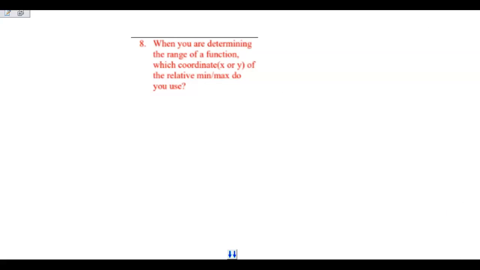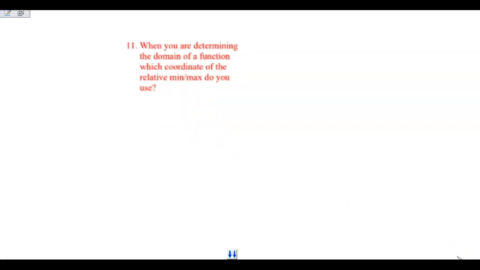Here's a question for you. When you are determining the range of a function, which coordinate, x or y, of the relative minimum and maximum do you use when we're looking at the range? Remember, is range your x values or is range your y values? If you said your y values, you are correct. So it is your y values.